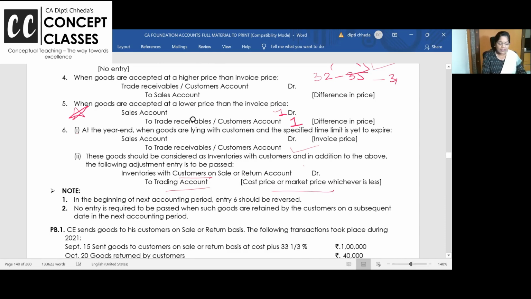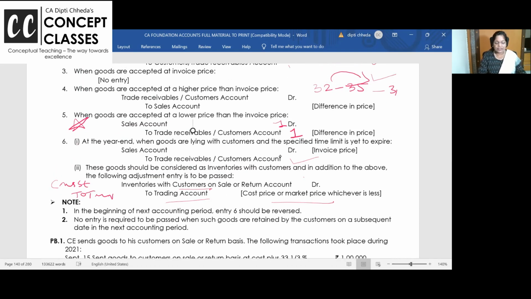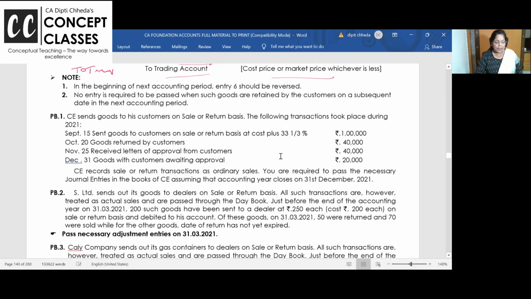Exactly the same entry we pass in consignment. Consignment stock account debit to trading account. So trading account credit and inventory with the customer debit. Okay? In the beginning of the next year, the sixth entry is reversed because still goods are lying with you. But in the year ending, what happens? I can't record it as sales because you have not yet accepted the sales. So till the year ending, if you don't accept, we'll reverse the sales. Okay? So this is the simple logic.